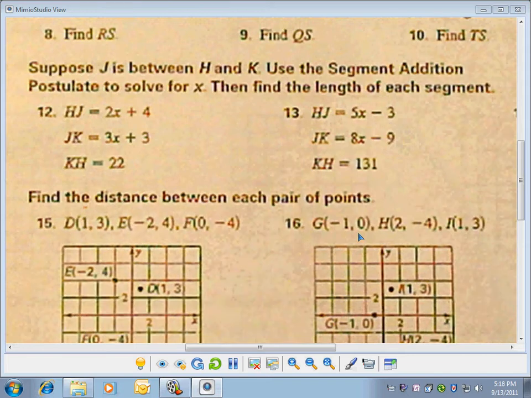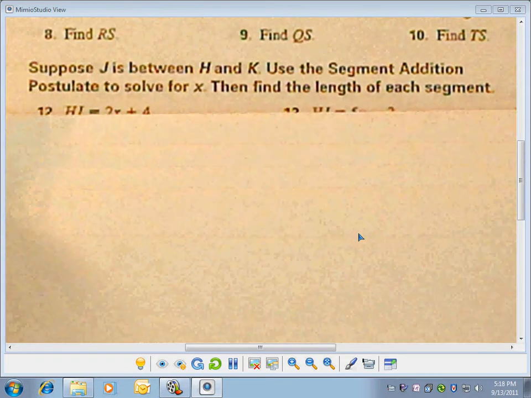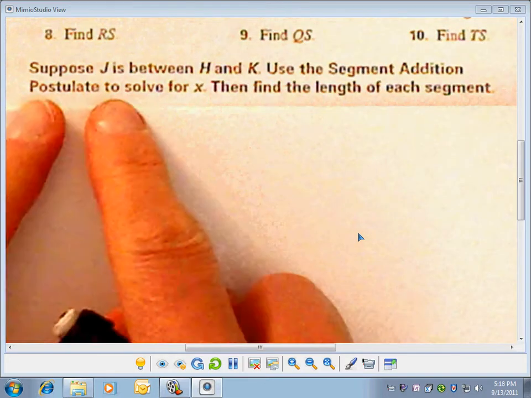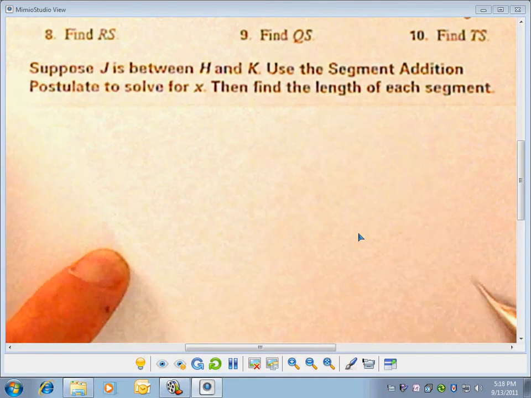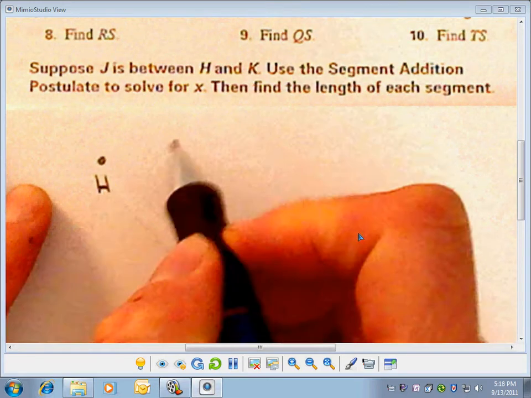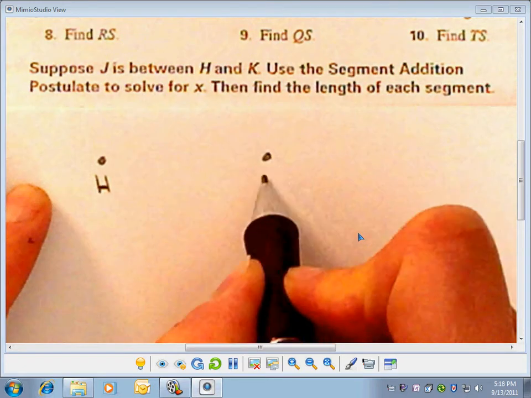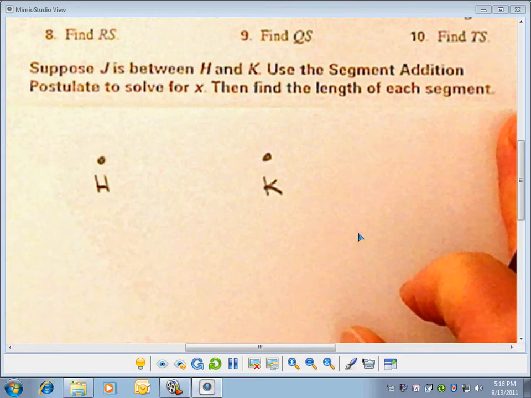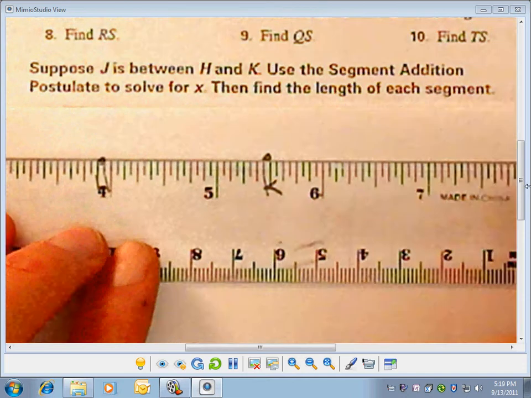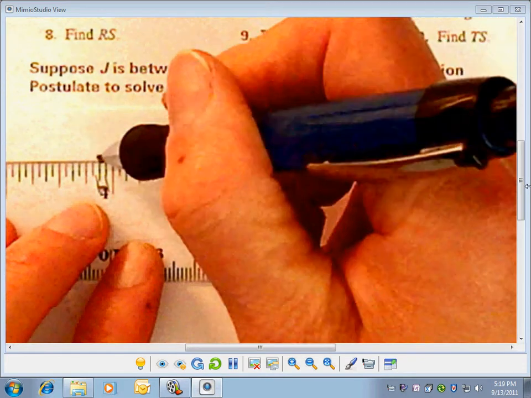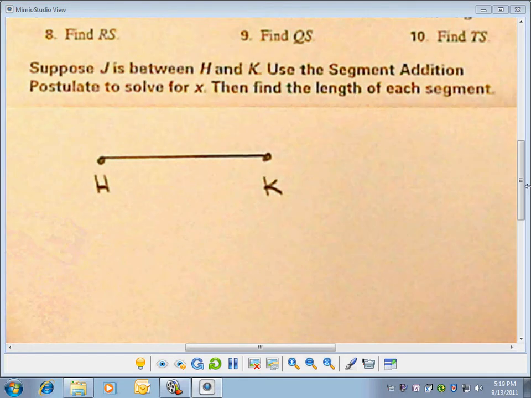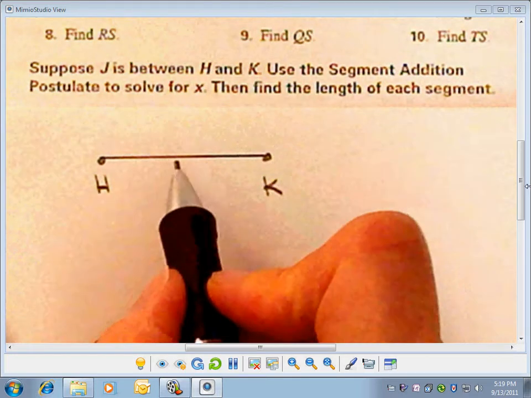So let's just draw a picture first. So J is between H and K. So I'm going to have H and I'm going to have K. I'm going to draw my line. So there's my line segment. And J is between. So I'm just going to put it over here.